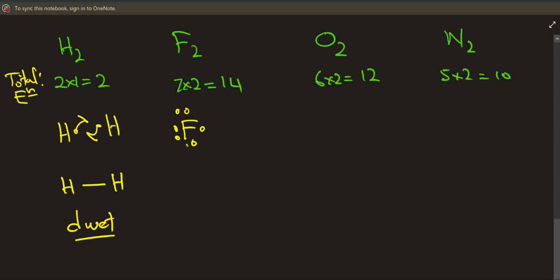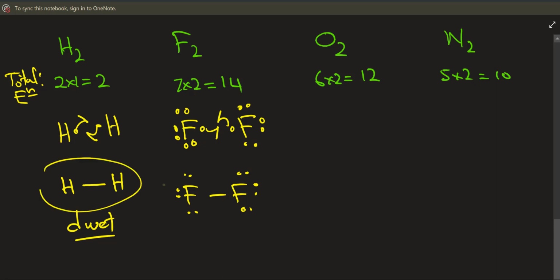Look at fluorine. 7 electrons each fluorine atom. Now you have to have a bond in the middle. You put the bond and you put the electrons. Now look what happens: each fluorine has an octet. And duet to octet, that's the major point.